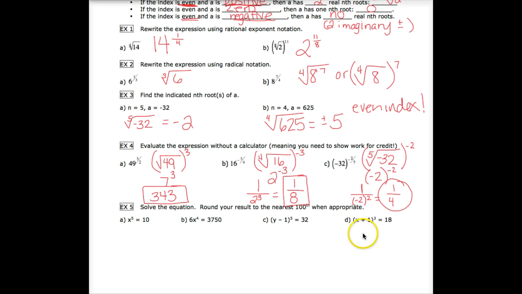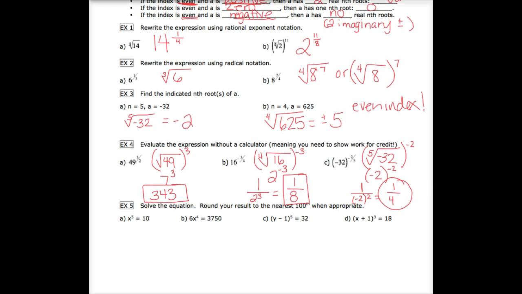So hopefully you got that correct. Again, remember that negative numbers are different than negative exponents. This is what made us do the reciprocal, not the negative inside. This negative exponent made us do the reciprocal.